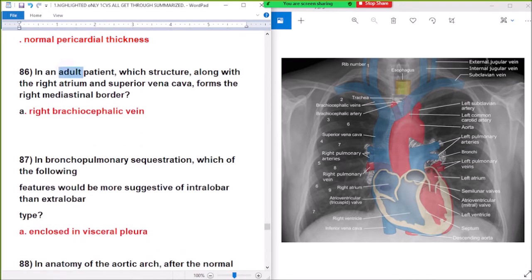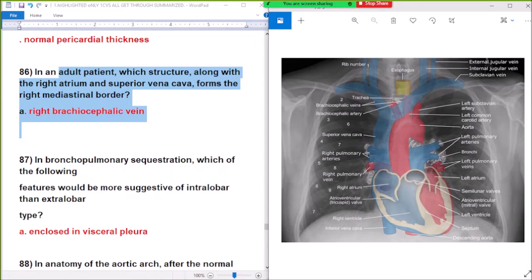Question 86. In an adult patient, which structure along with the right atrium and superior vena cava forms the right mediastinal border? Right brachiocephalic vein. The right brachiocephalic vein, superior vena cava, and right atrium form the right mediastinal border.